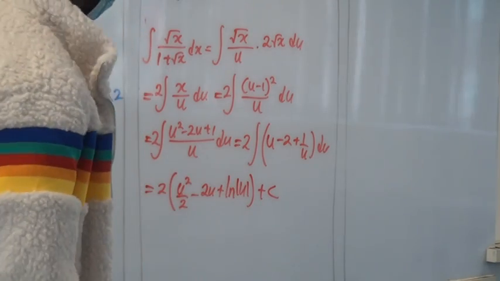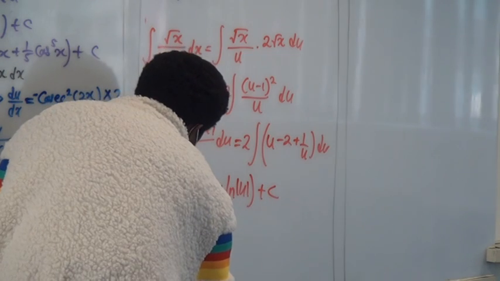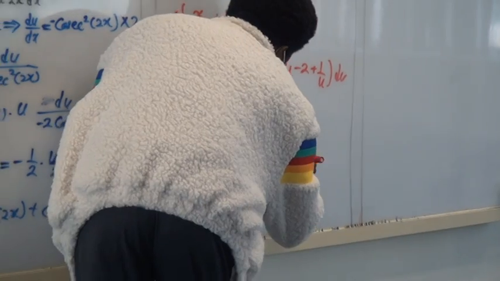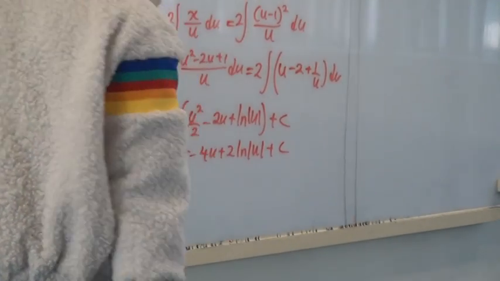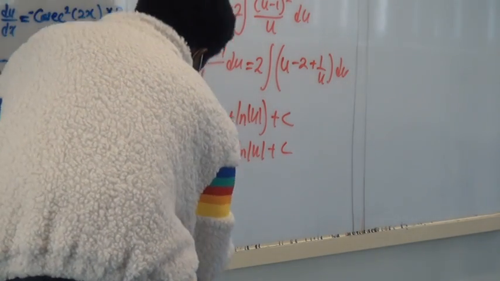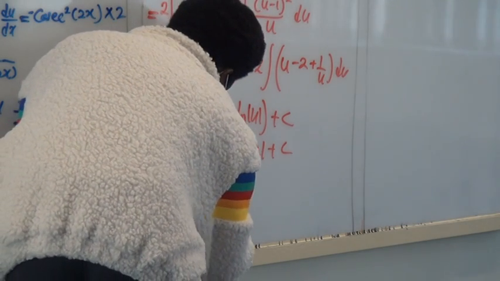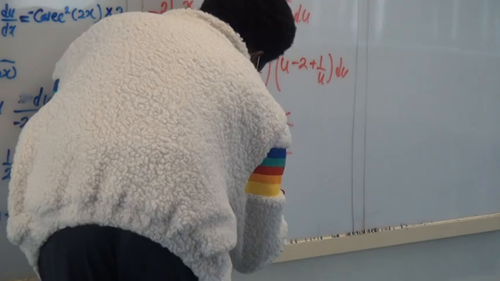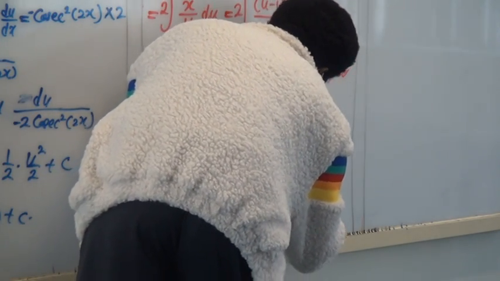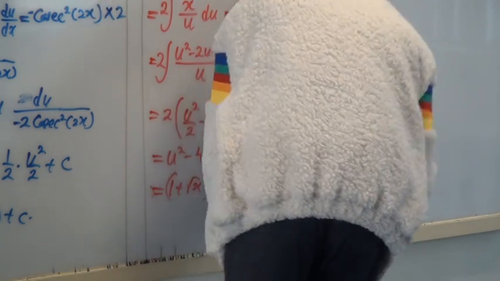Then we substitute back. No, actually we can open the bracket. Okay? Open the brackets. u squared, minus 4u, plus 2 ln of the absolute value of u. Substitute. What is our u? 1 plus root x, sorry. Is it? Yes. Root x all squared, minus 4, yes, 1 plus root x. Then plus 2 ln of 1 plus root x, plus c.